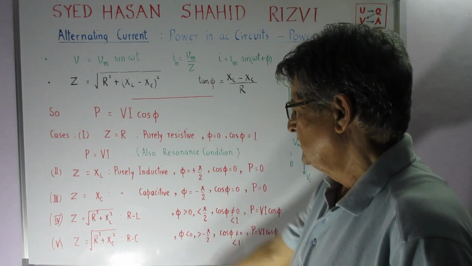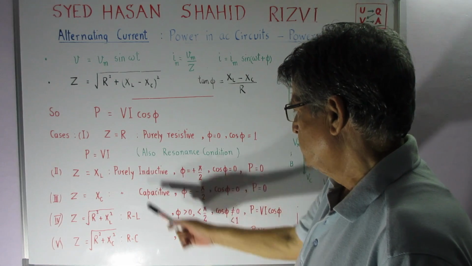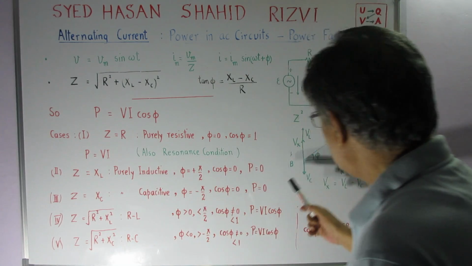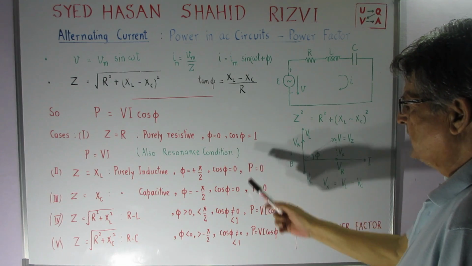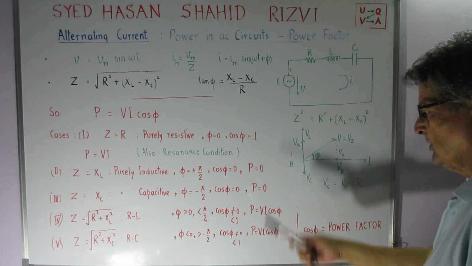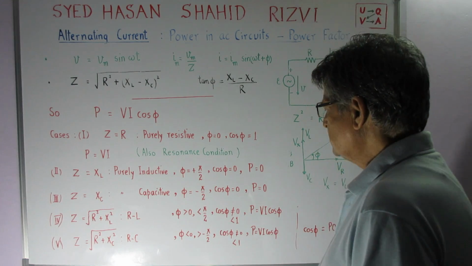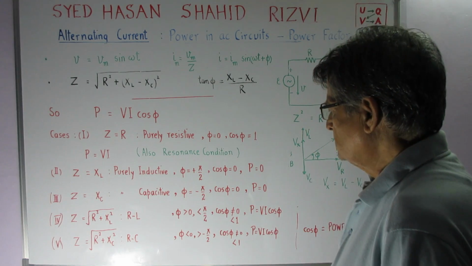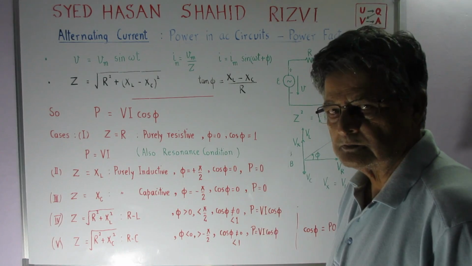Second, Z is equal to XL. No R, no XC, purely inductive. Phi is equal to plus pi by 2, and cos of phi is equal to 0. So the power is equal to 0. That means the power supplied to the purely inductive circuit by the source is equal to 0.